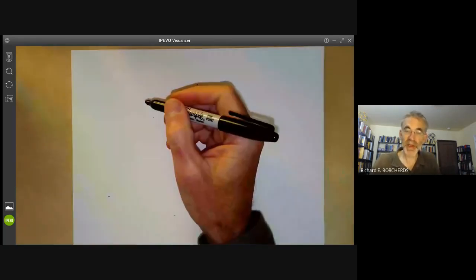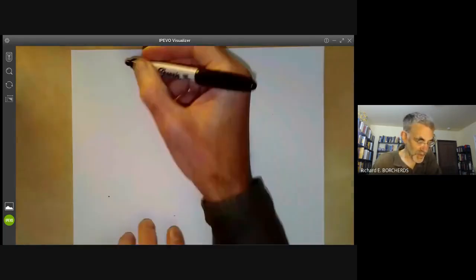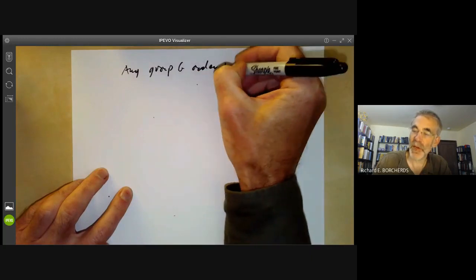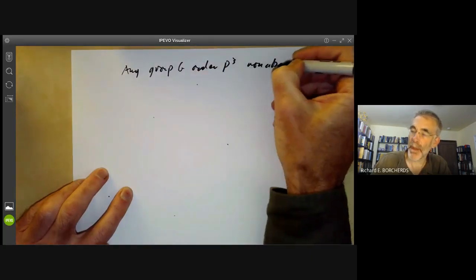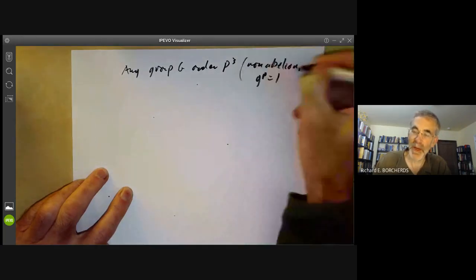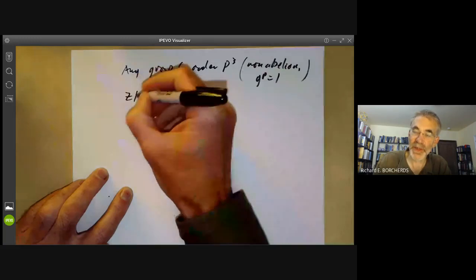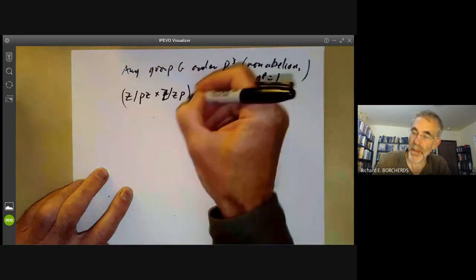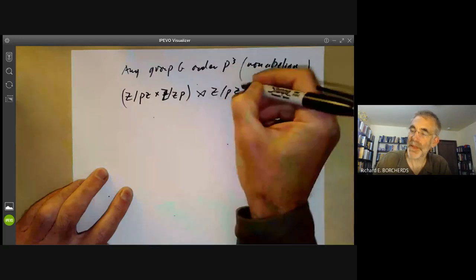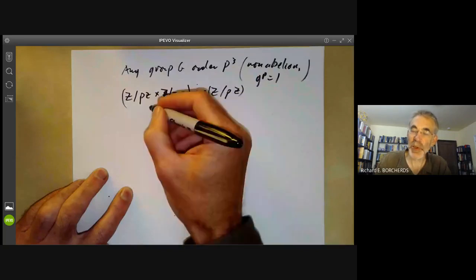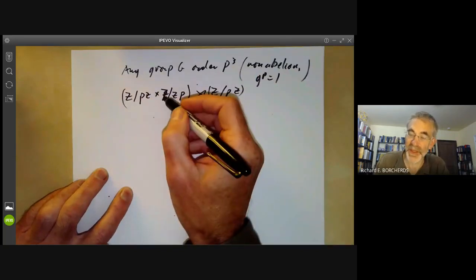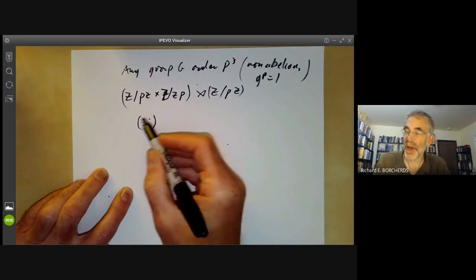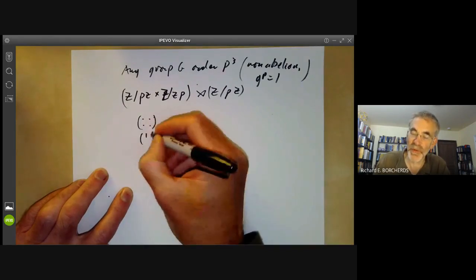We can easily check that there's only one such group of elements of order P, because any group of order P cubed, let's take it non-abelian, and G to the P equals 1 for all G, you can see it must actually be a semi-direct product Z times PZ times Z modulo PZ, so that's Z, with Z modulo PZ acting on this group here. Well, this is a two-dimensional vector space over a field of P elements, and its automorphisms are just 2x2 matrices, and the automorphisms of order P are not too difficult to classify.